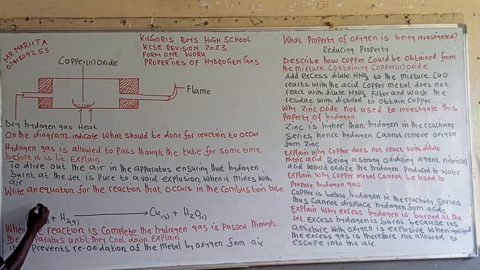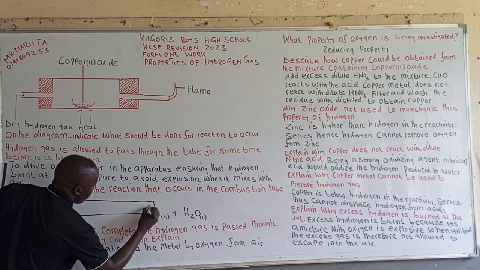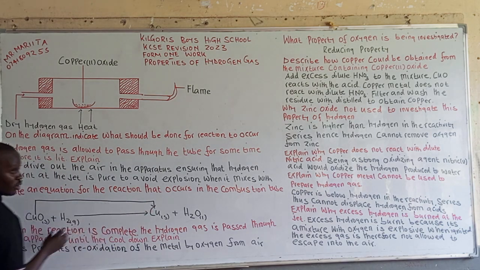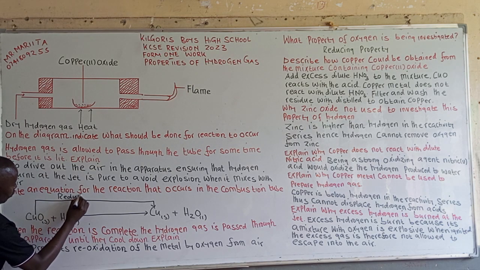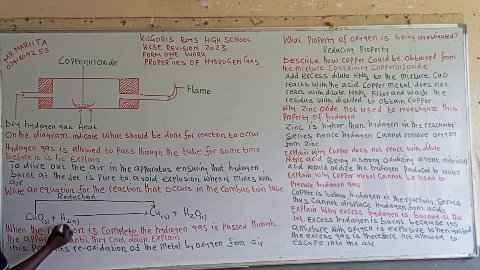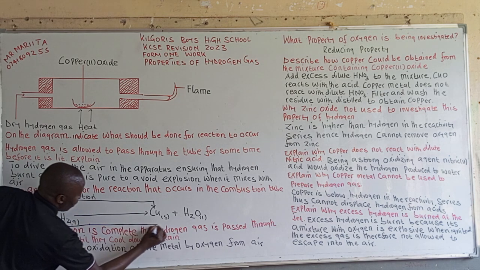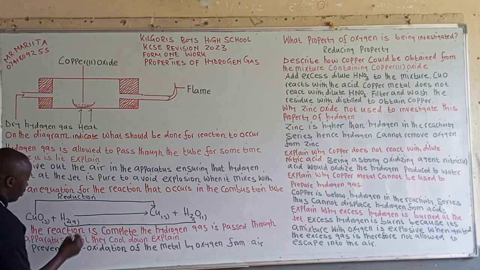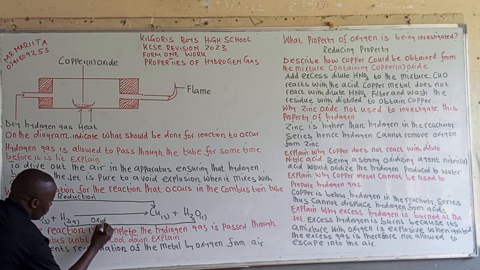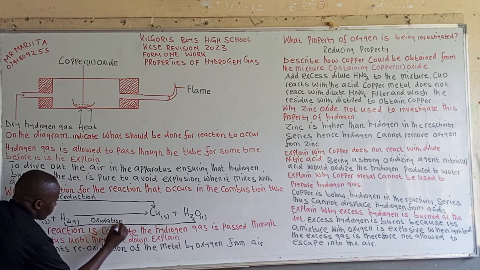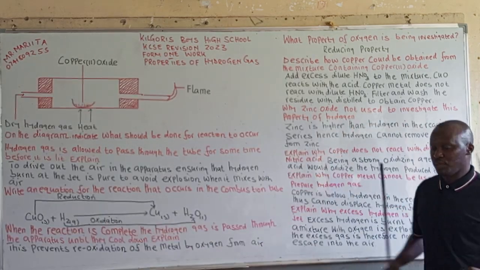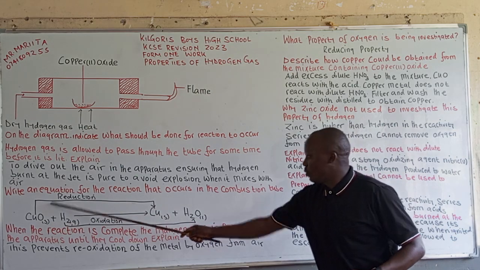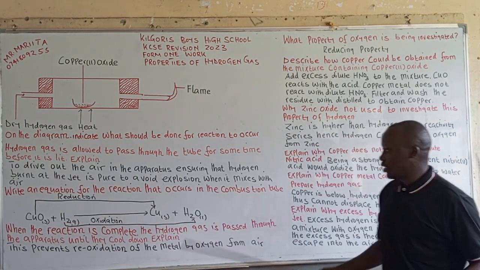So what is happening here? There is a reduction, from copper oxide to copper metal, because the copper oxide has been reduced. On the other side, the hydrogen is oxidized. So we talk of oxidation. That is the property being investigated here, the reducing property of hydrogen, where it reduces copper oxide to copper metal, and it is itself oxidized to water.